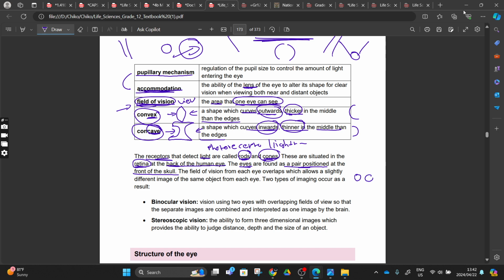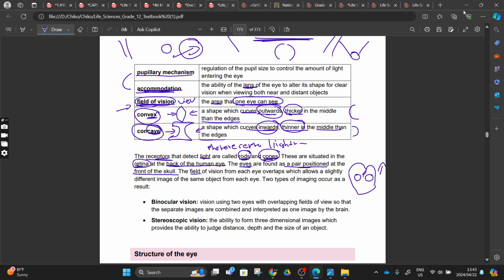This will be our eye and this will be our eye, right? This will be your skull here. How can I draw a skull? This would be a skull facing that direction, away from us, right? And these human eyes are found as a pair positioned at the front of the skull, right? Here at the front, we know they are found at the front.